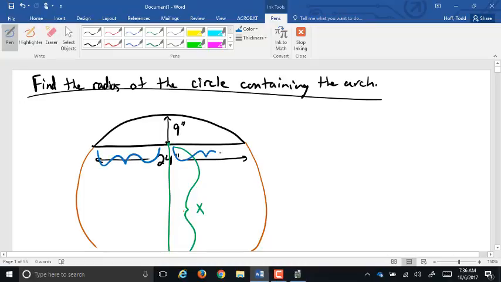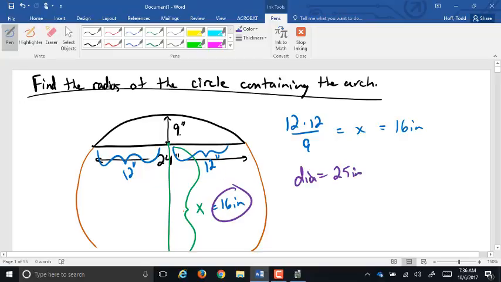Perfect. This splits that chord in half, so it's 12 and 12. So yes, it's 12 times 12 divided by the 9 gives us x, which is 16 inches. So since x is 16 inches, that tells us the diameter: 16 plus 9, 25. The radius is 12.5. Not bad at all.